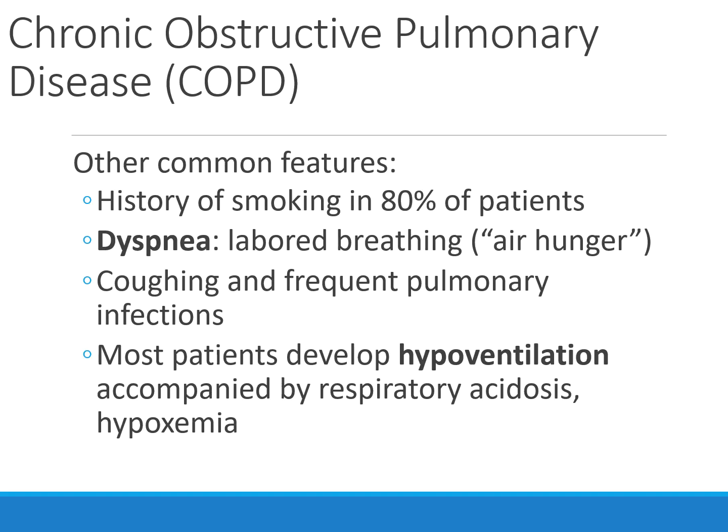Some other common features: this is more common in patients who smoke. 80% of people who end up with COPD had a history of smoking. Dyspnea is labored breathing. They have coughing and frequent pulmonary infections, and most patients develop hypoventilation, which is accompanied by respiratory acidosis and hypoxemia.